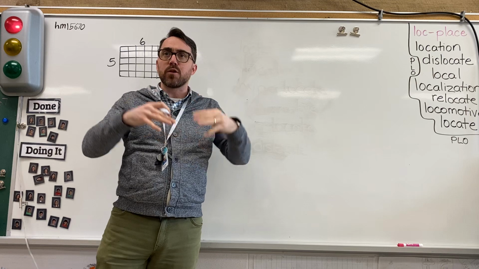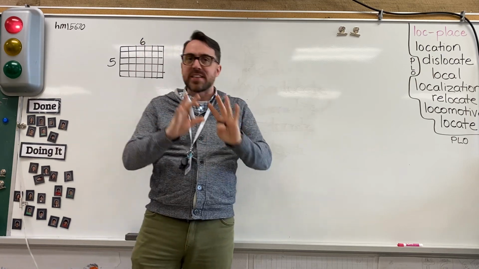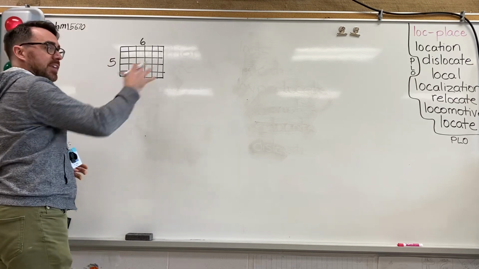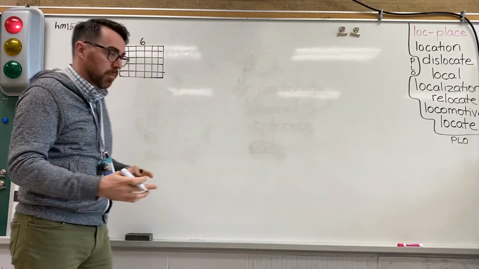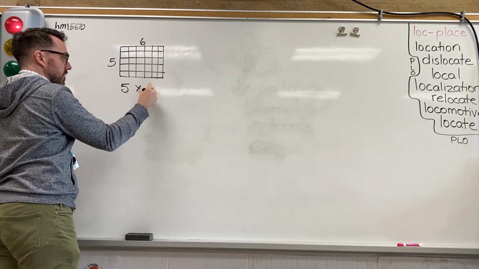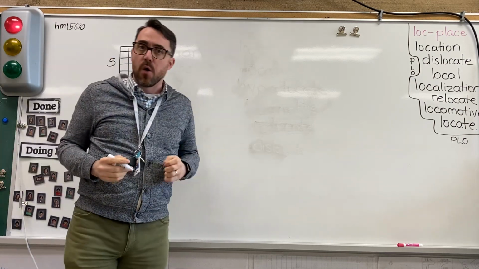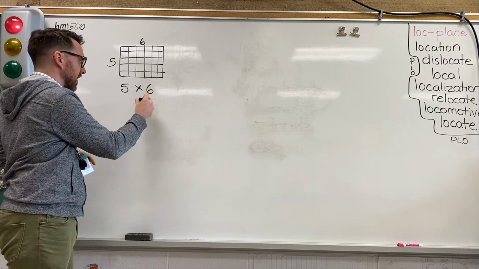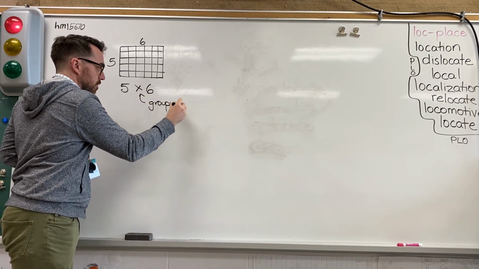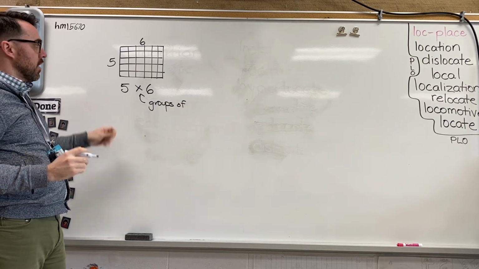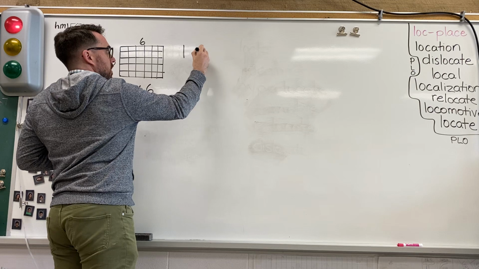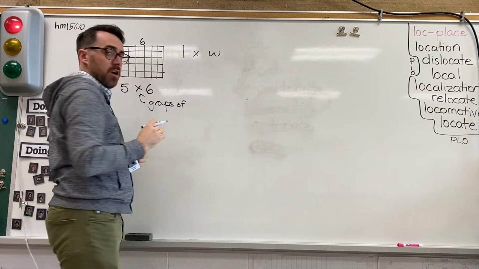The reason why we use formulas for area is to save all that hard work, to make it faster. So instead of counting up the area in there, I use a formula like this: 5 times 6, okay? Or 5 groups of 6. That also means groups of, okay? So the formula for a rectangle is the length times the width, okay?